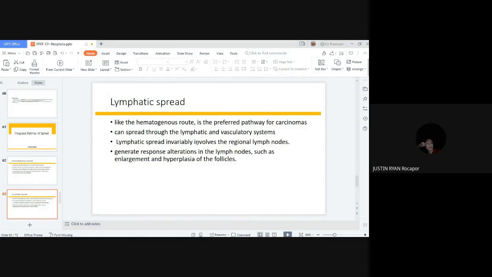Lymphatic spread invariably involves the regional lymph nodes. Lymphatic spread can occur through either lymphatic and vascular systems due to numerous interconnections to both systems. All forms of cancer may spread through both systems. These spreads generate reactive alterations in lymph nodes, such as enlargement, hyperplasia of follicles and proliferation of macrophages in the subcapsular sinuses.